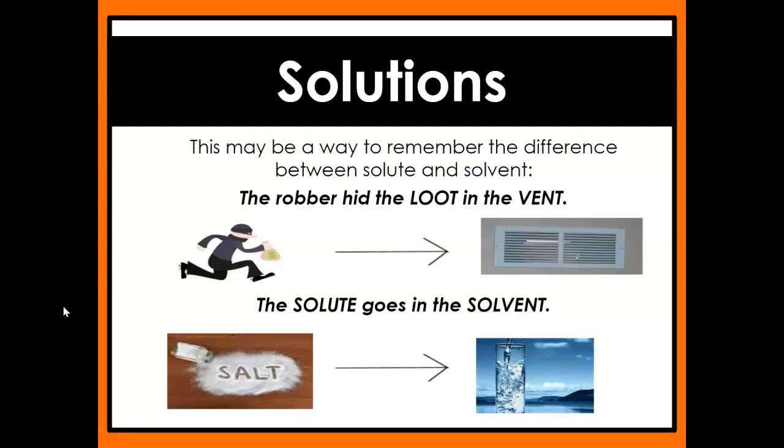Okay? Here's a way to remember that, because it can be a little bit tricky to remember solute versus solvent. So the robber hid the loot in the vent. The solute goes into the solvent. So like the example here would be salt water. The salt is the solute. The water is the solvent. Remember, the robber hid the loot in the vent. Loot goes in the vent. Solute goes into the solvent.